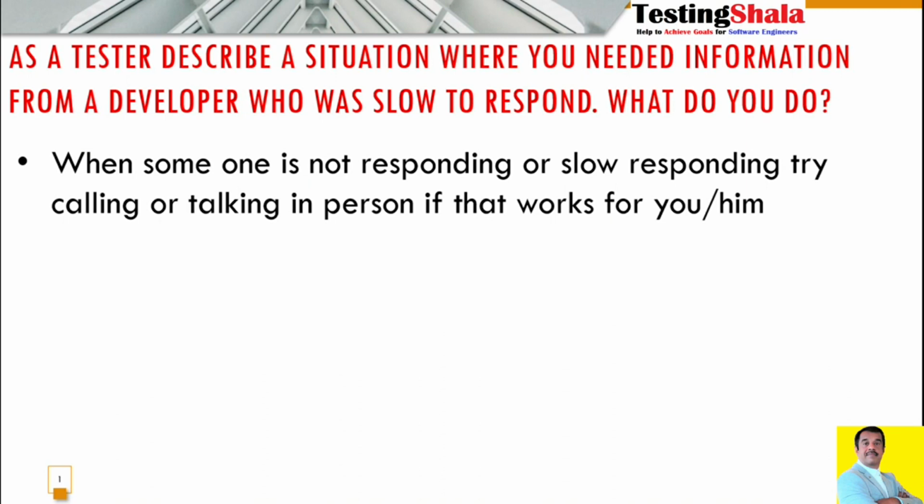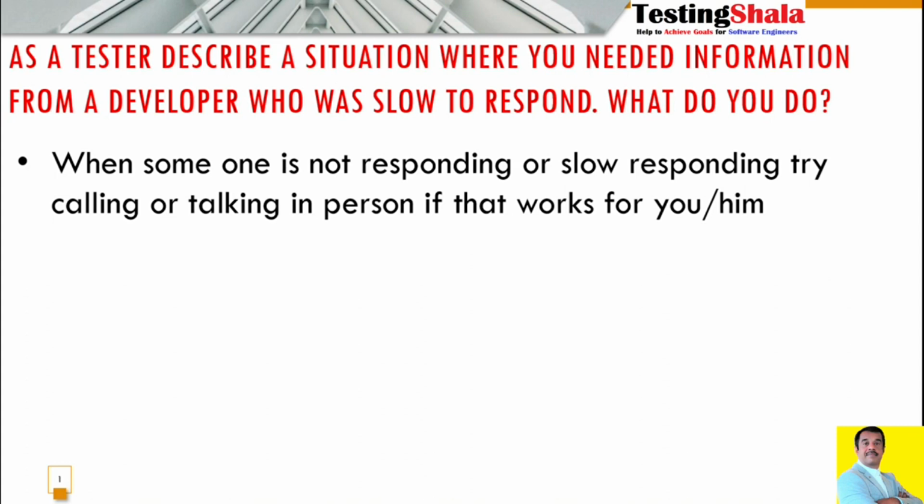If the developer is quick enough to respond back, then it is well and good. If he is not responding back, then we should choose an alternative communication mechanism, such as picking his mobile number and calling that person if we are working completely remotely, or if we are working in the same place, then it is better to go and talk to that person individually than waiting for the email response. That is a second option you can choose to get the answer very quickly as a tester.